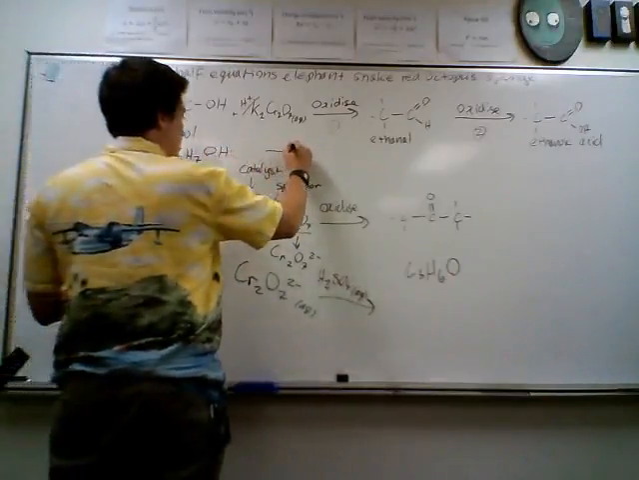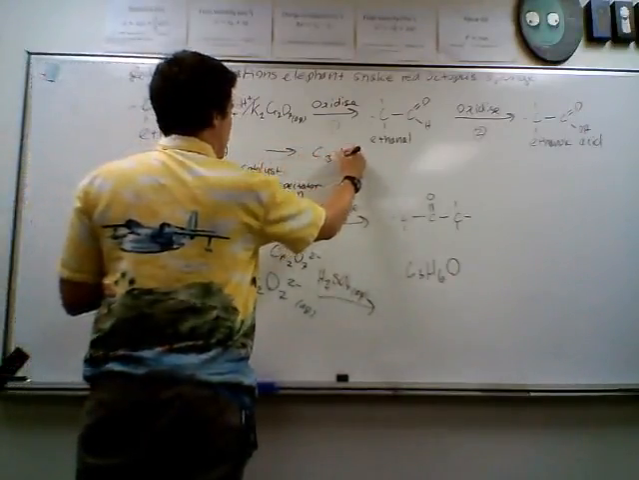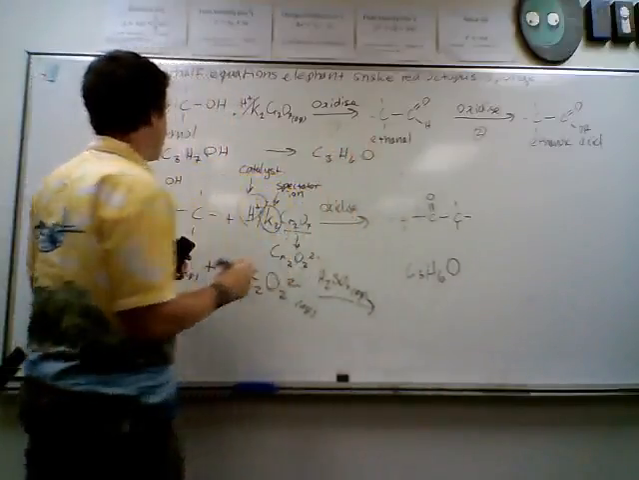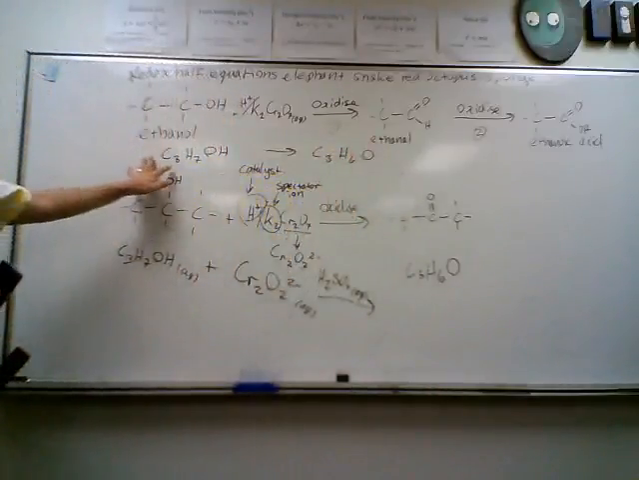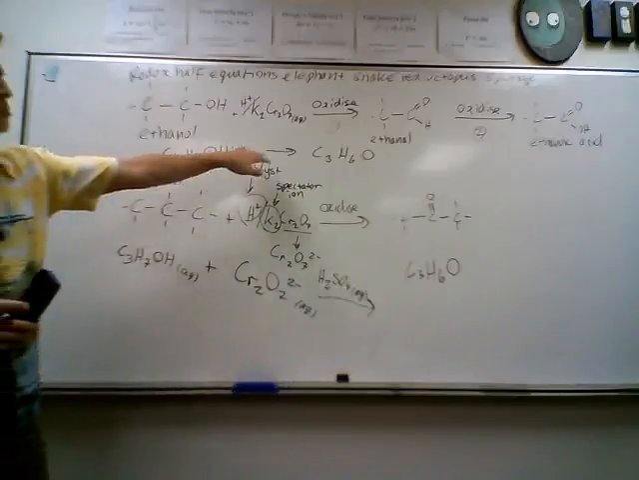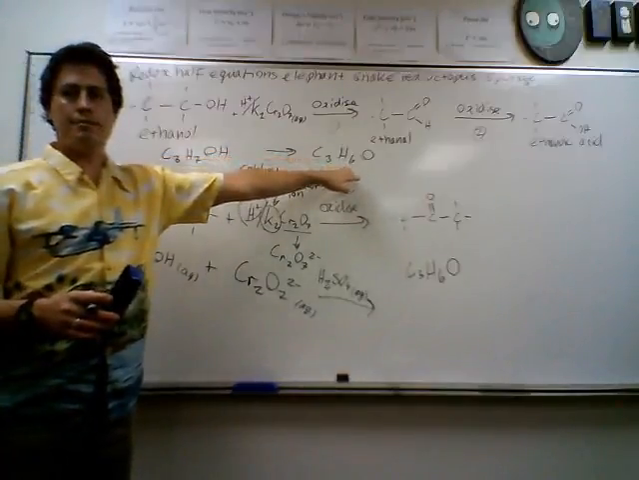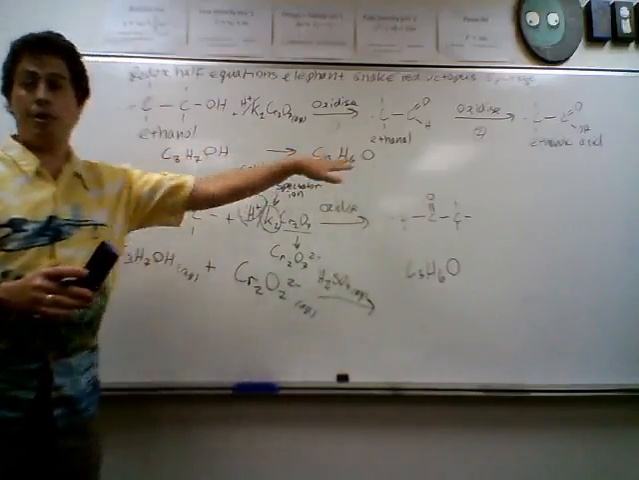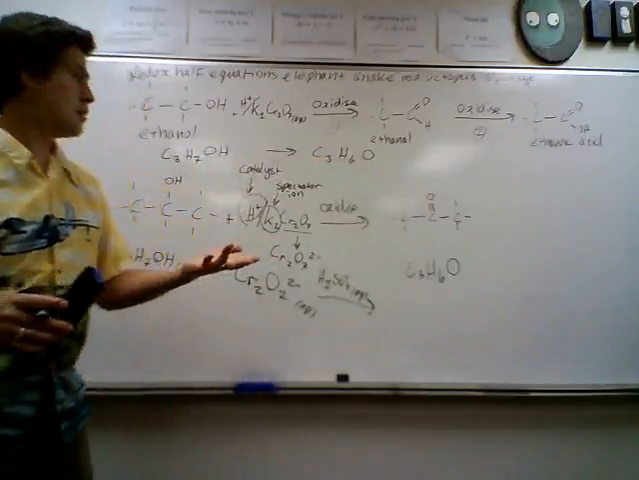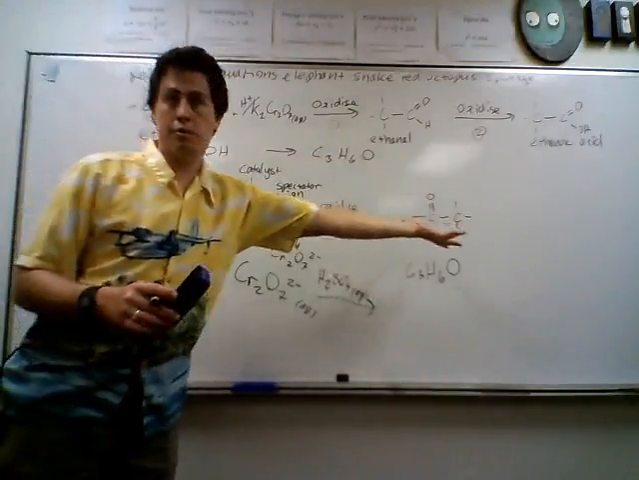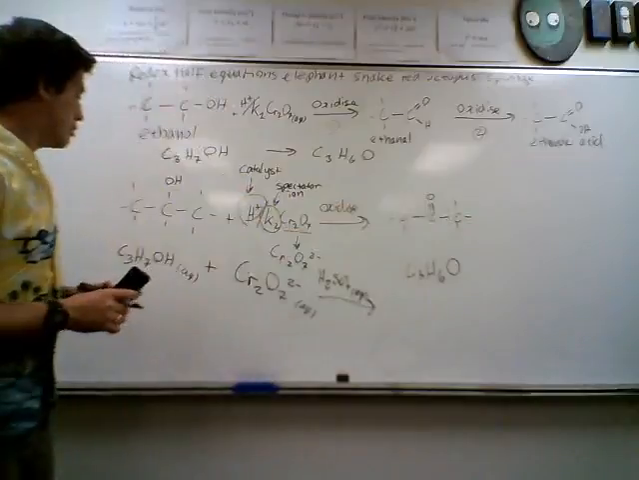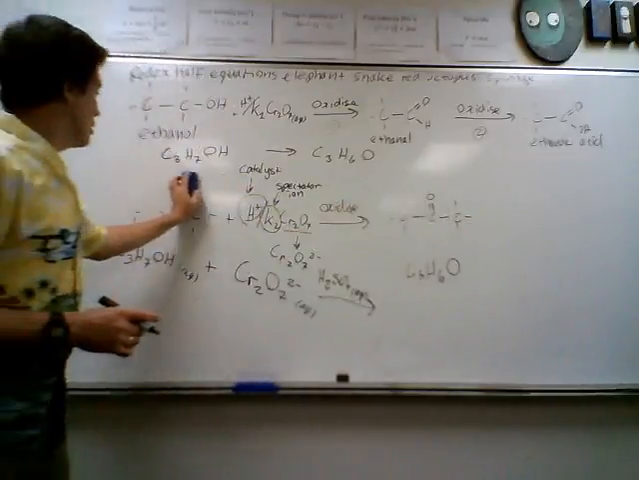C3H7OH becomes C3H6O. Now you'll see, here we've got 8 hydrogens, but over here you've only got 6. So there have been changes made to the way it chemically is. I mean, clearly it's gone from being a secondary alcohol to a ketone. So there are structural changes occurring there.